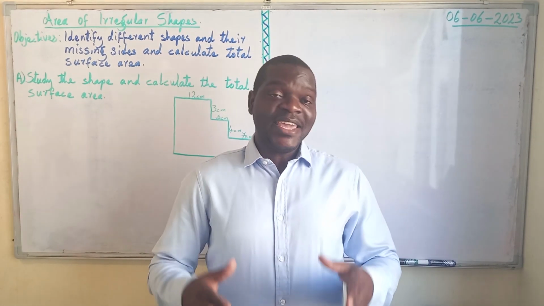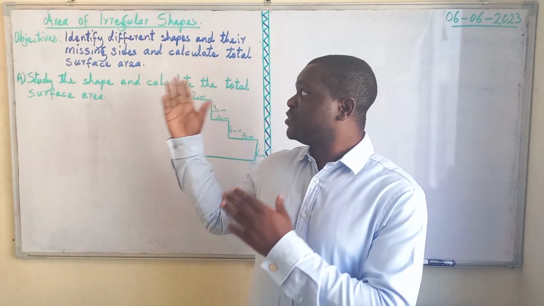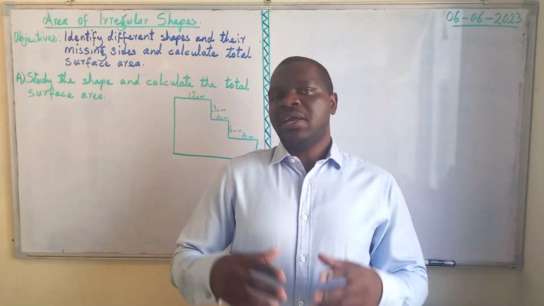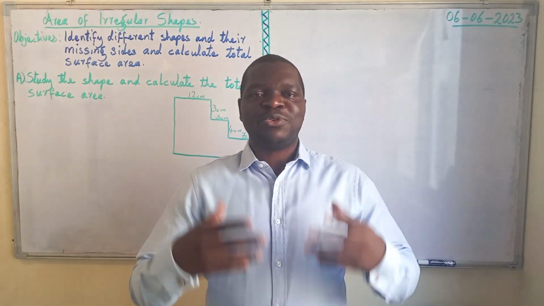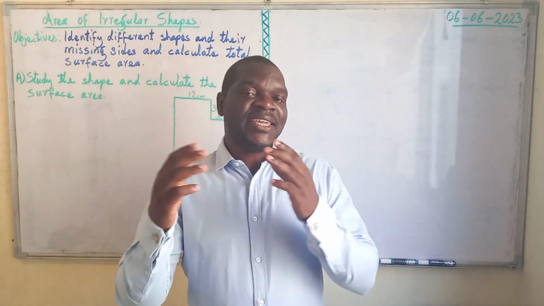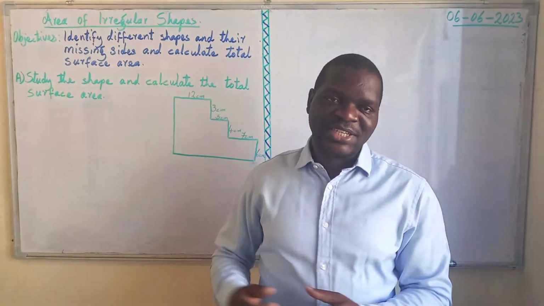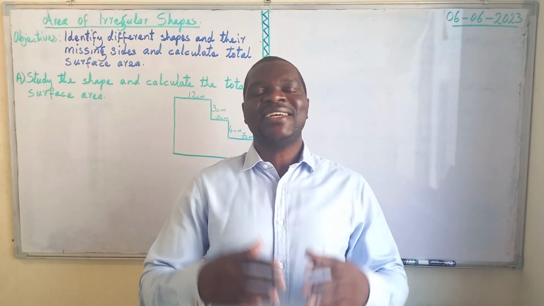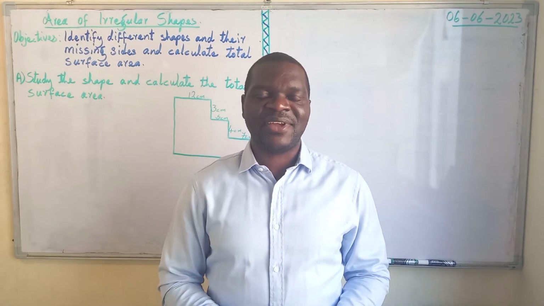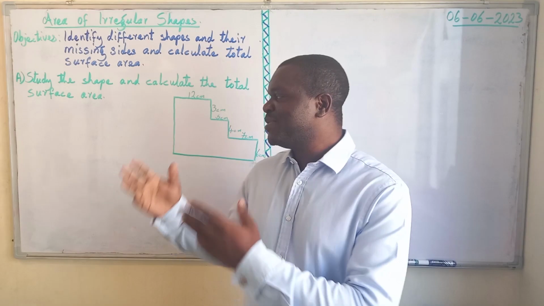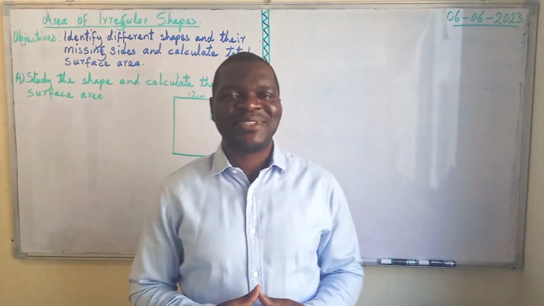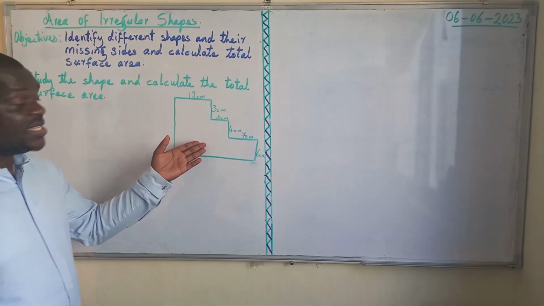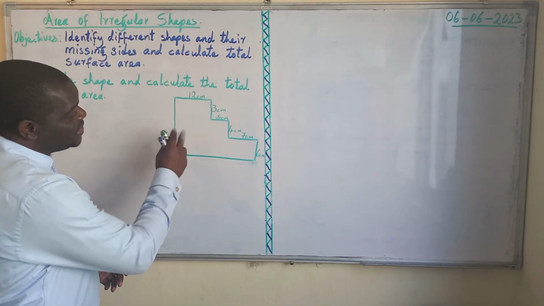In today's lesson, we are going to continue with irregular shapes, the area of irregular shapes. By the end of the lesson today, you should be able to identify hidden shapes in irregular shapes, identify the missing side, and of course, find the total surface area. For better understanding, we are going to go straight to solving some examples so that you'll be able to do this easily. As you can see on the board, we have this irregular shape.